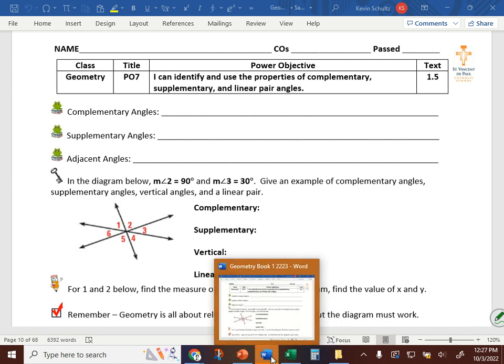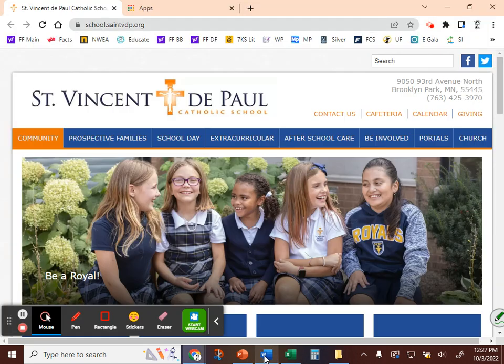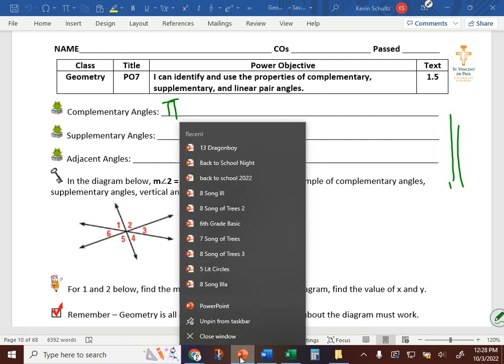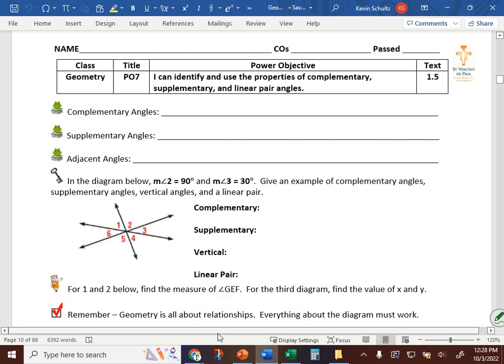Hold up. We have a problem with the, let's see. We're gonna close that. Oh, now they show up. There we go.